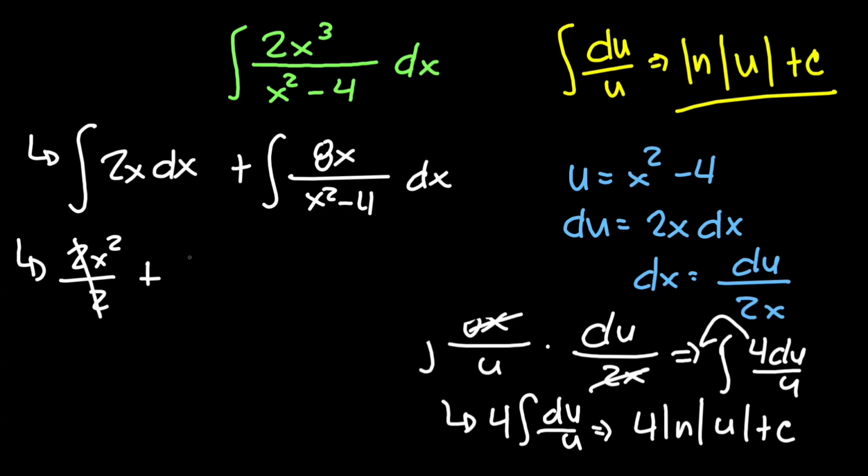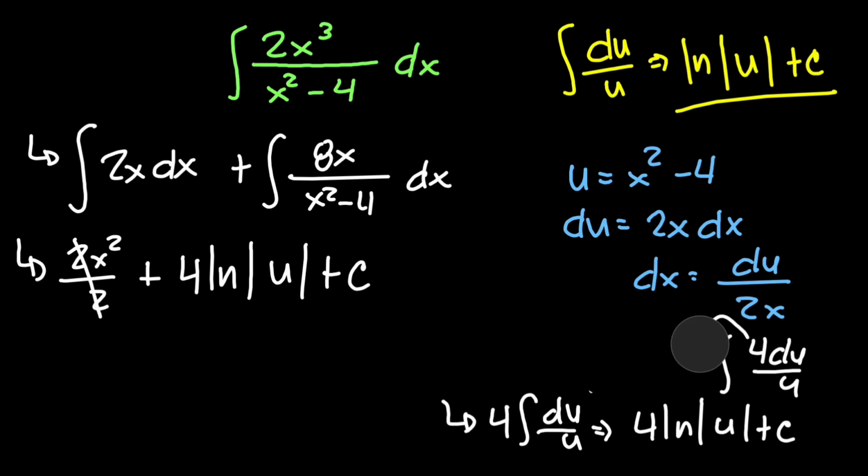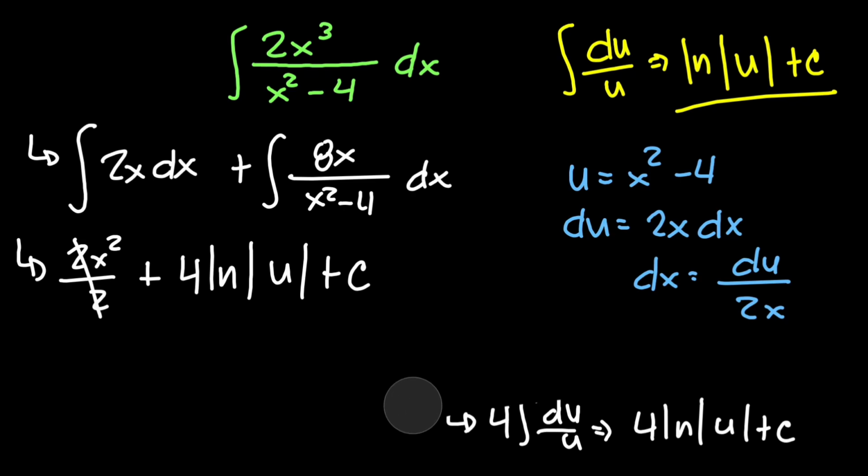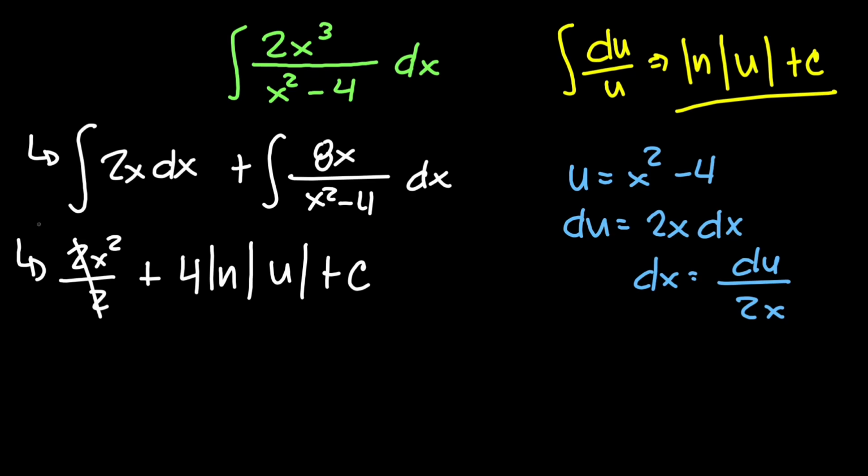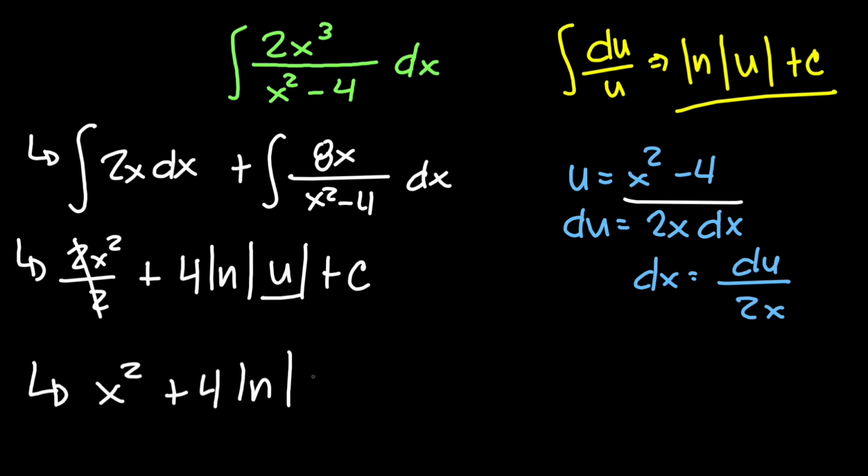So put that. So this would be equal to 4. And so, simplify this and put u back into its original form. So, the final answer would be equal to x squared plus 4 natural log of the absolute value of x squared minus 4 plus c.